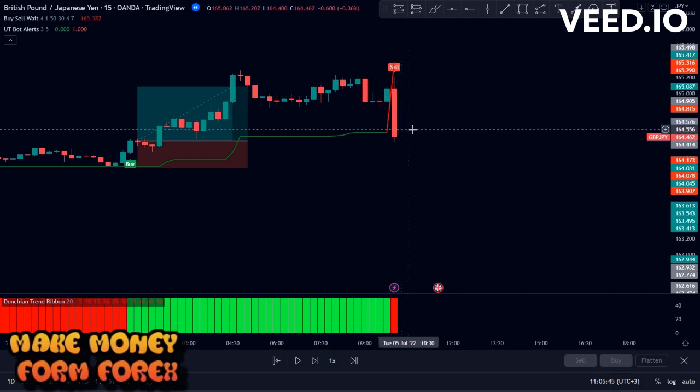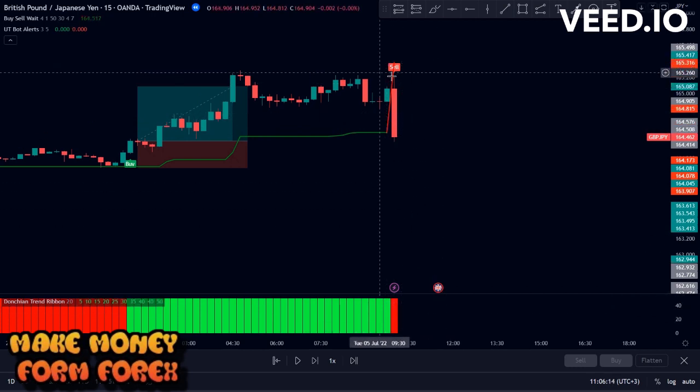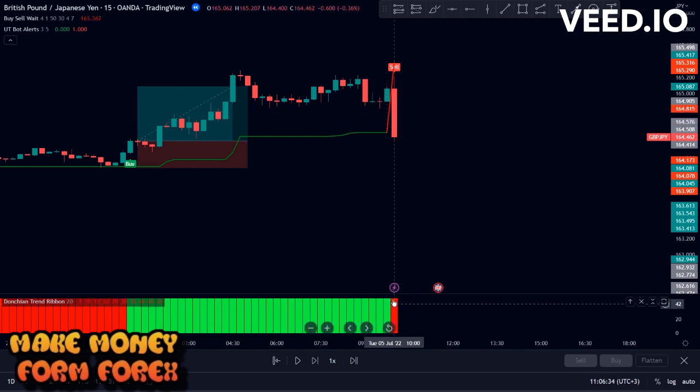Second, we confirm that the buy-sell wait indicator is colored in red. If it's not, we wait for it to change color from green to red, while the Donchian Trend Ribbon is still colored in red. The third condition is to wait for the UT bot alerts to print a sell signal while both the Donchian trend ribbon and the buy-sell wait indicator are all still colored in red.